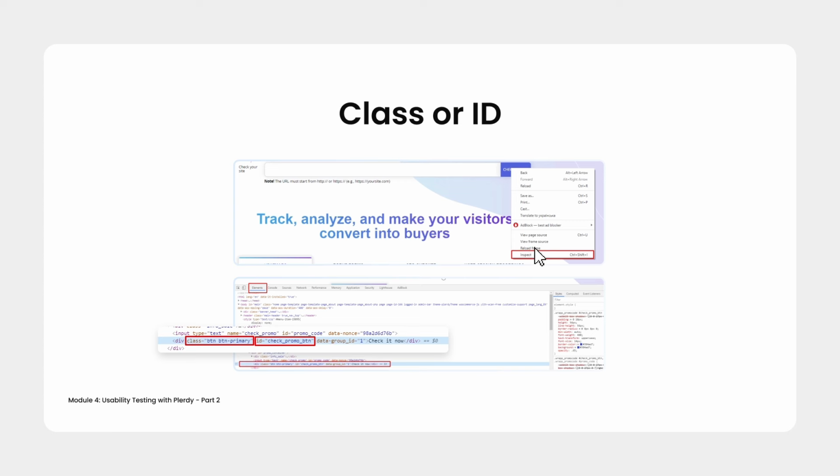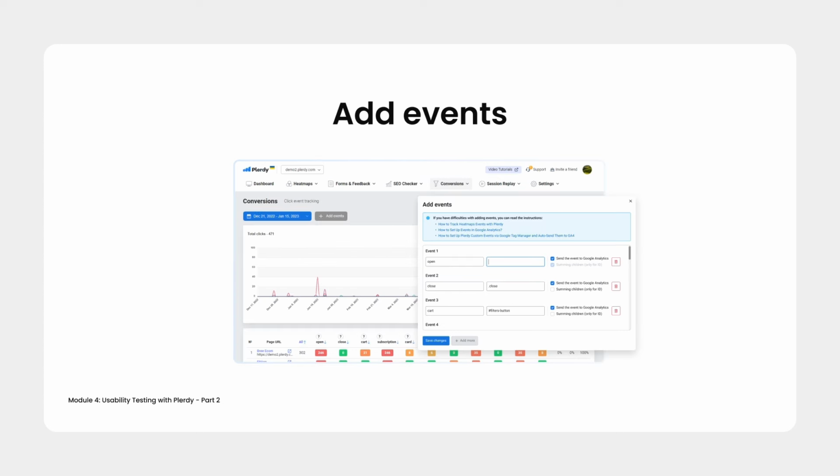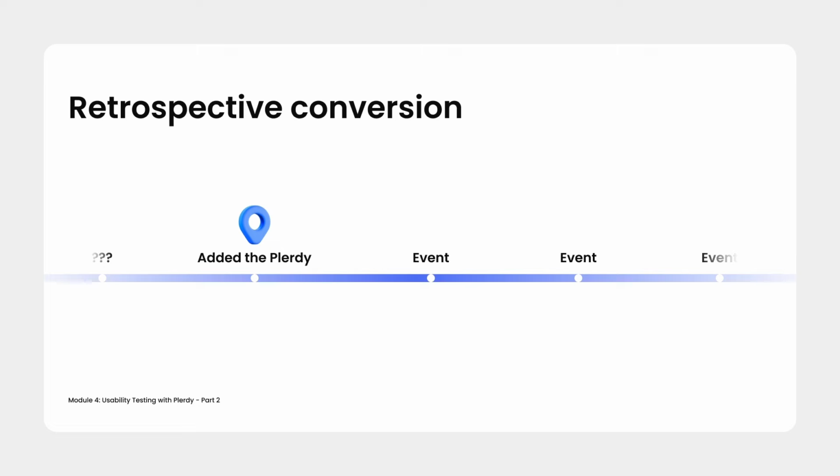Of course, this can be not easy at first glance, so we have prepared a guide that you can find in the video description. Next, return to your Plerdy account, create a new conversion, give it a name, and paste the class or ID in the required format. You can also choose to send event data to your Google Analytics account by checking the box. One advantage of Plerdy is that it shows retrospective conversion data, so you can see if similar conversions occurred before you started tracking. Remember, this only applies if you've already added the Plerdy tracking code to your site.